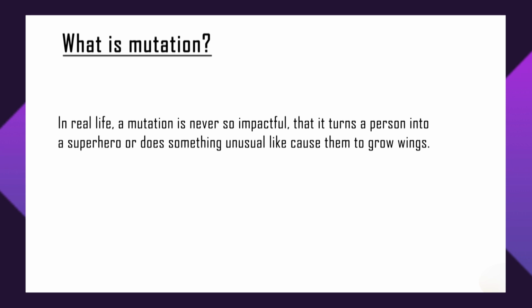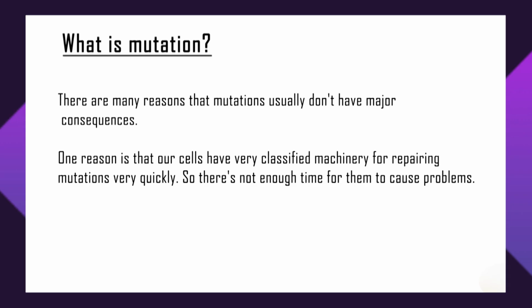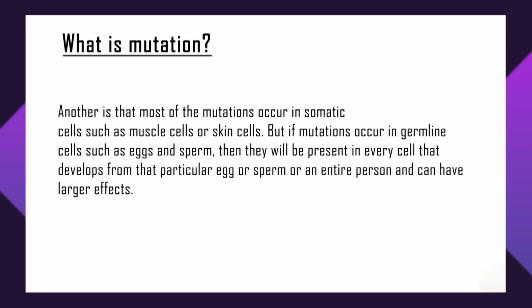There are many reasons that mutations usually do not have major consequences. One reason is that our cells have very sophisticated machinery for repairing mutations very quickly. So, there is not enough time for them to cause problems. Another is that most mutations occur in somatic cells such as muscle cells or skin cells, but if mutations occur in germline cells such as eggs and sperm, then they will be present in every cell that develops from that particular egg or sperm, an entire person, and can have larger effects.